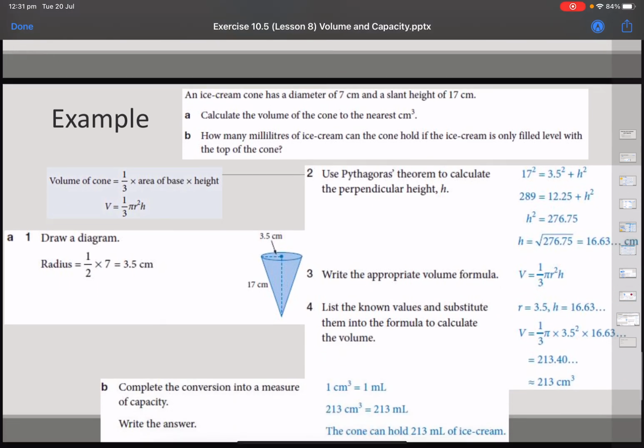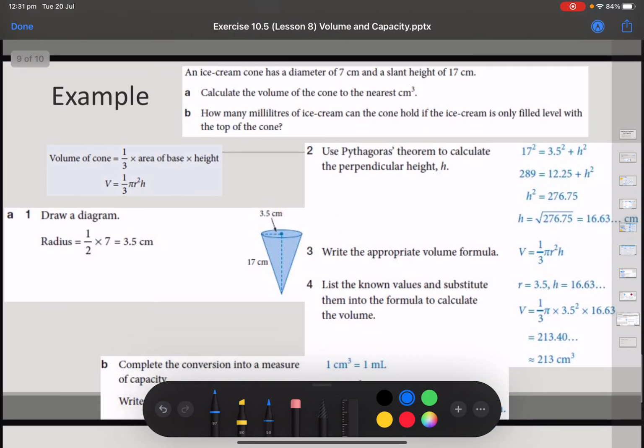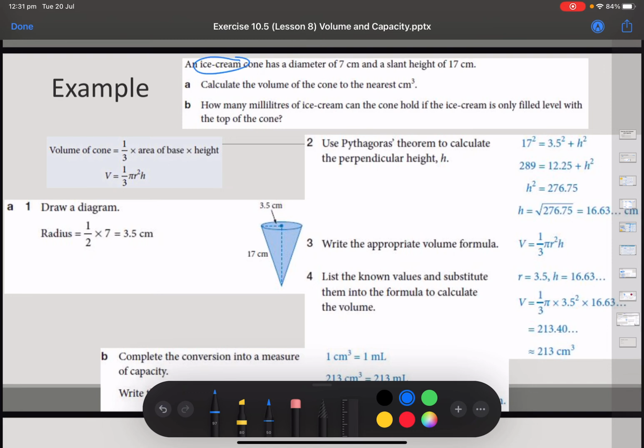All right, another example here, the final one, is a bit of a worded question. So we're looking at an ice cream cone that has a diameter of 7 and a slant height of 17. Calculate the volume of the cone to the nearest centimeters cubed. So the first thing that we're going to do is look at what the volume of a cone shape is. Volume of a cone is this formula here, V equals 1/3 pi r squared h. And then we're going to draw a picture of our ice cream cone. The radius is going to be 3.5 because that's half of 7, which was the diameter. And then a slant height of 17 is referring to this height here.